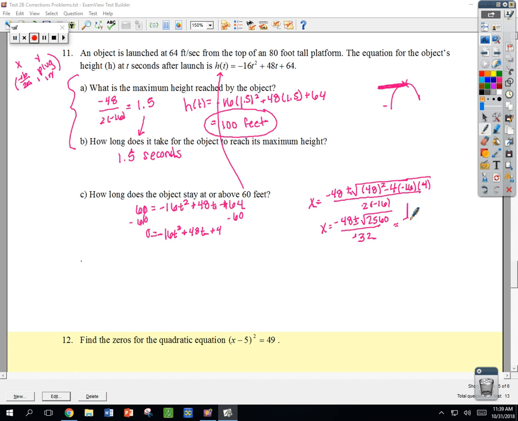So now I'm going to take the square root of, oops, this thing is sensitive today. Now I'm going to take the square root of plus or minus, take the square root of 2,560, and it gives me 50.596. Now I'm going to add and subtract across the top and divide by negative 32. So when I do that, I get these two answers, and again, this one doesn't make sense because time can't be that, so it's this many seconds.